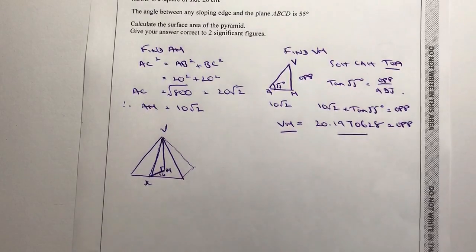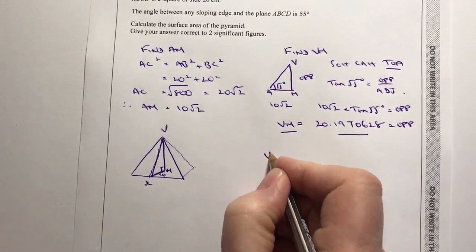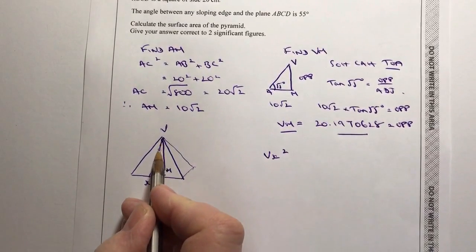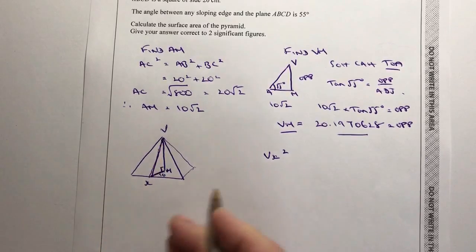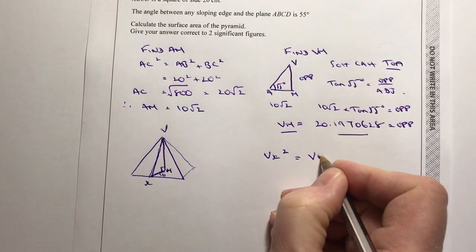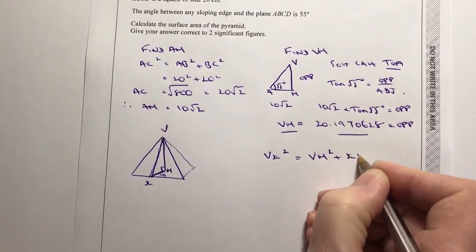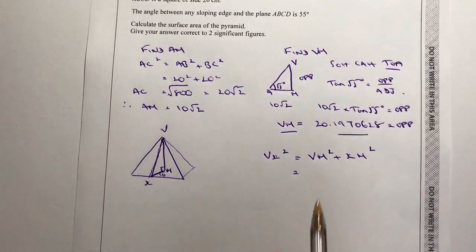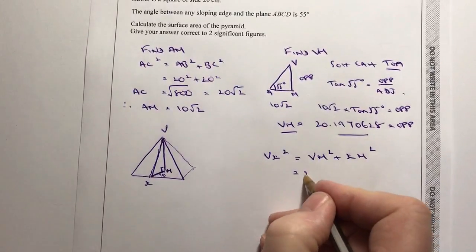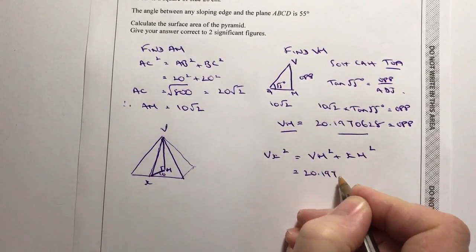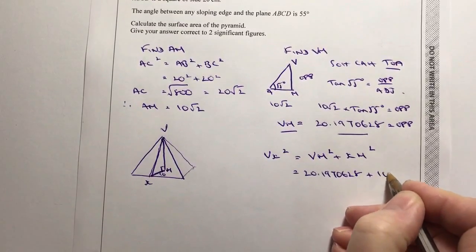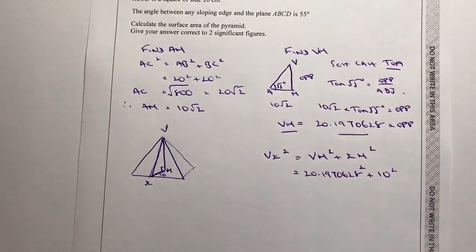So it puts me in a position then where I can actually just use Pythagoras to say that VX squared, which is what I'm interested in, this slope height here, is equal to VM squared plus XM squared. Okay, and VM I've already worked out, and it's all this little lot up here, so I'm going to write that out just for the sake of completeness. Okay, and XM squared is far easier to write out, which is 10 squared.